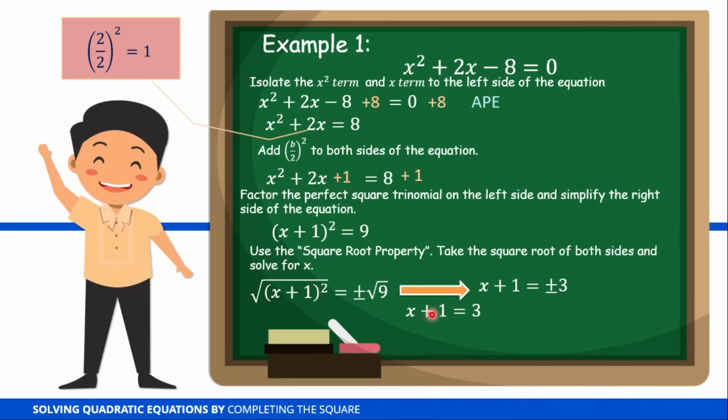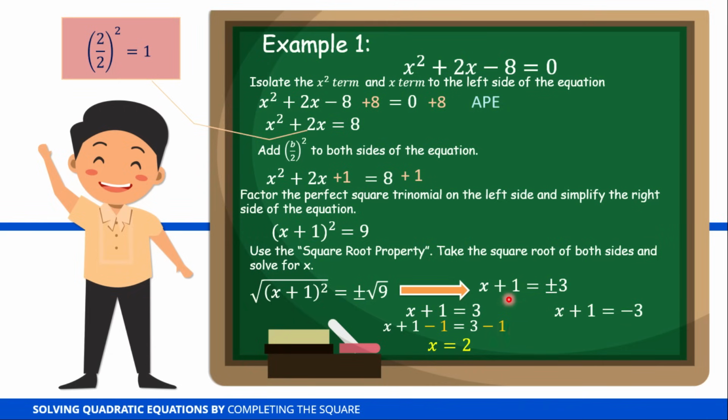Simplify natin yan. Kailangan nating eliminate yung positive 1 using addition property of equality. Add negative 1 on both sides of the equation. Simplify. This will become 0. May iwan si x. And then 3 minus 1, we have 2. X is equal to 2. Ito yung unang root or solution natin.